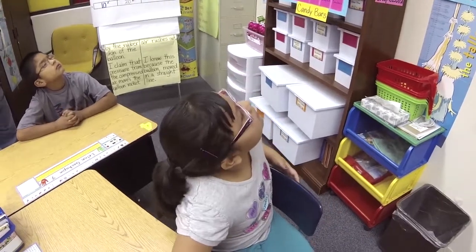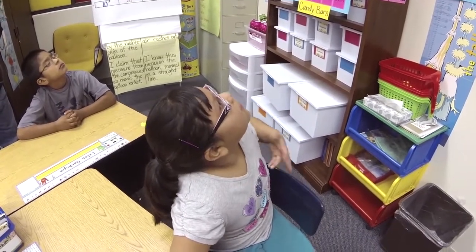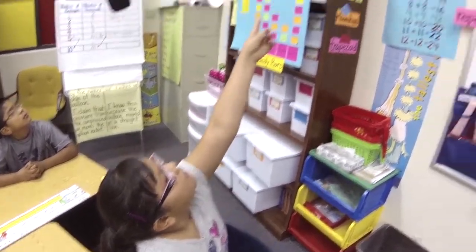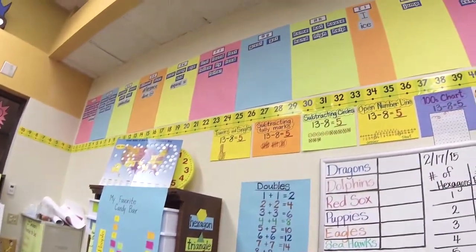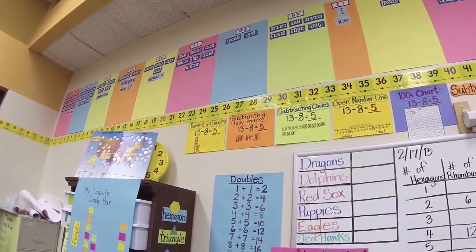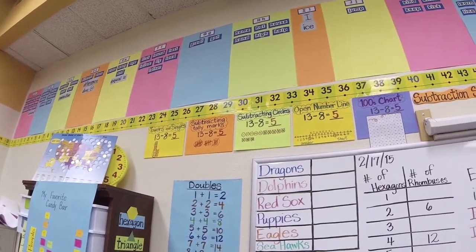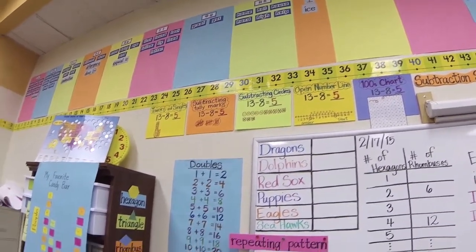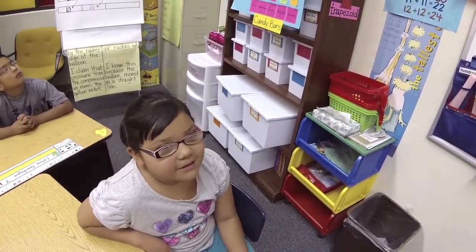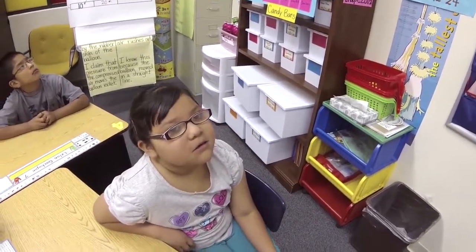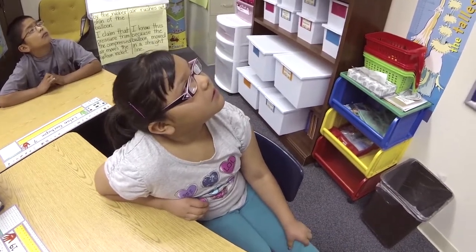So you mean our word wall? No, the equation. Oh, you mean our strategies? Yeah. What about it? What kind of pattern do you see? Black, black, black, black, and red. Oh, okay. So, in the equation.